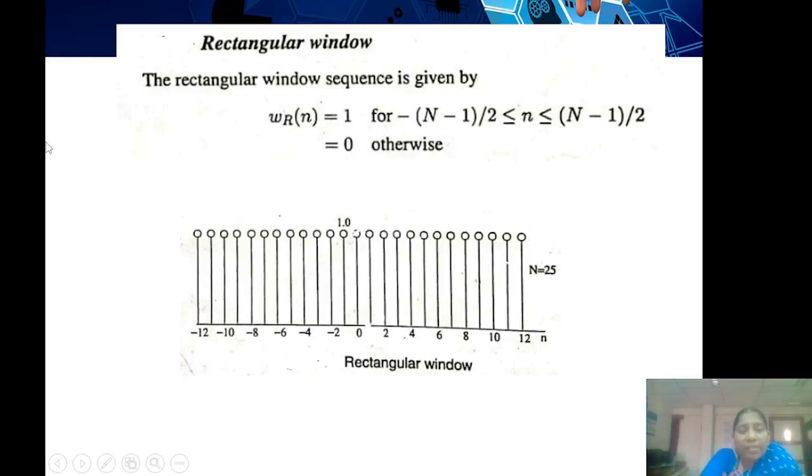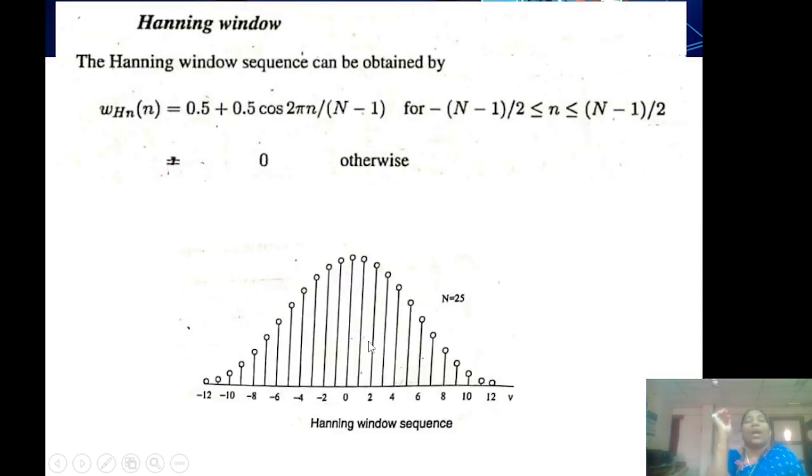The rectangular window is defined as w_R(n) = 1 for n varying from −(N−1)/2 to (N−1)/2, 0 otherwise. When you consider capital N equal to 25, meaning 25 samples, (N−1)/2 means 24 divided by 2, which is 12. So it is minus 12 to plus 12. The amplitude is 1.